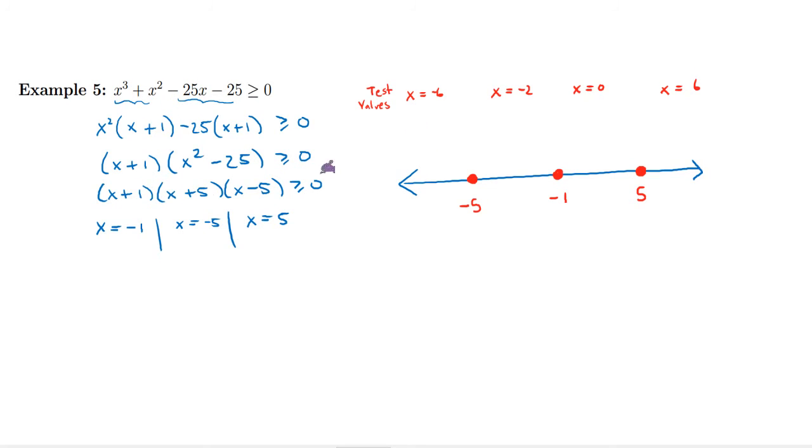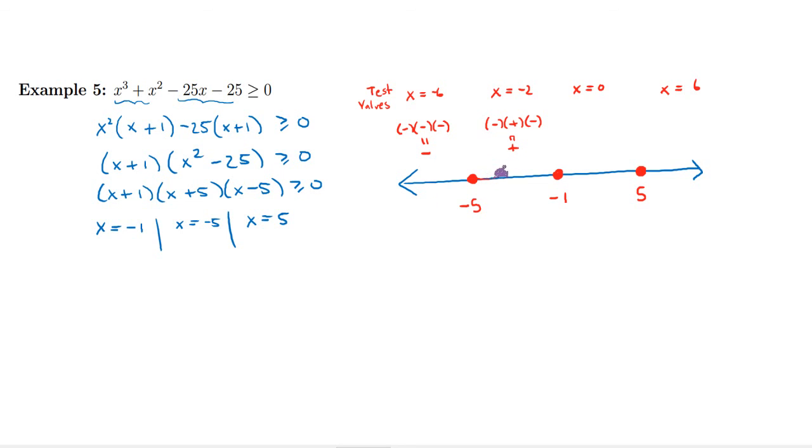So negative 6 in here will give us a negative, negative, and then a negative, right? Negative 6 plus 1 is negative, negative 6 plus 5 is negative, negative 6 minus 5 is negative. So negative, negative, negative gives us a negative, but we want something so the left is positive, right? Greater than or equal to 0. We already plotted the 0, so it's going to be either positive or negative. So we don't want this. Plug in negative 2, we get negative, positive, and then negative. So this is negative times negative times positive. All those multiplied will give us a positive. So we will include this, right?